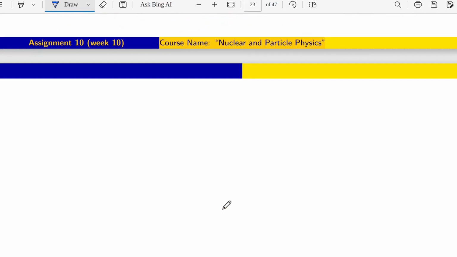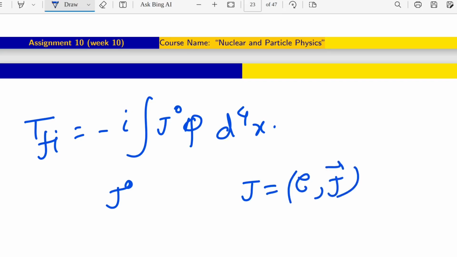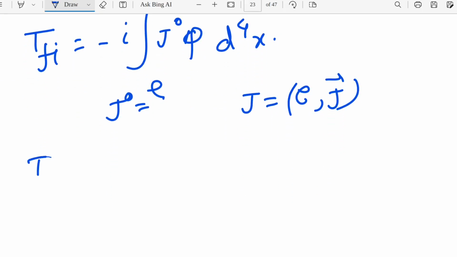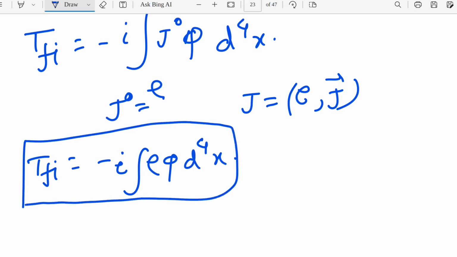So if I write the expression here, then it will be T f i equals to minus i integration J0 into phi into d4x. Now what is J0? In the J expression we know that J is rho into J vector. So what will be J0? J0 will be nothing but rho. So obviously T f i will be minus i integration rho into phi d4x. That will be the expression for this question.